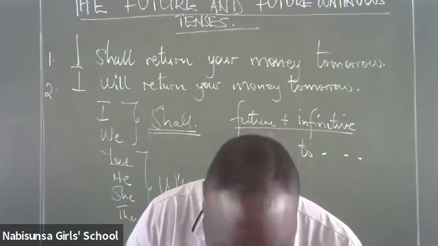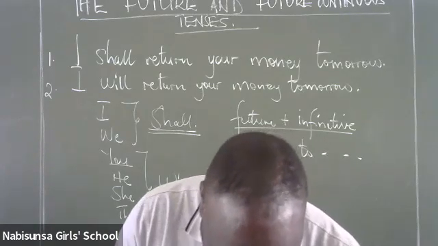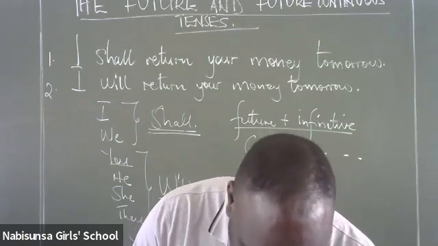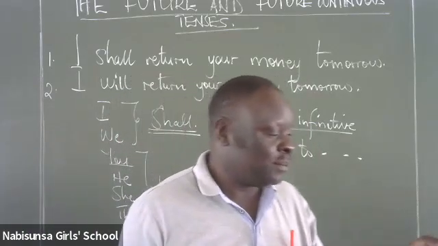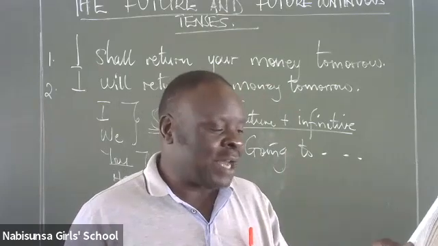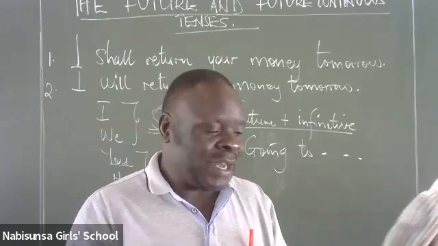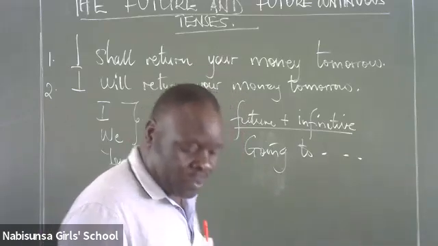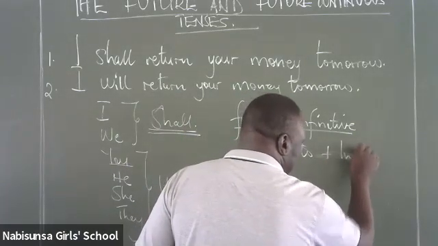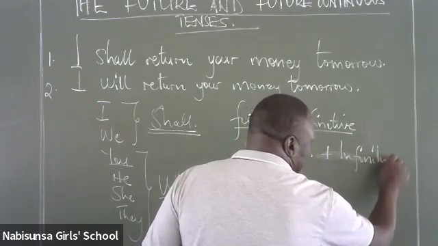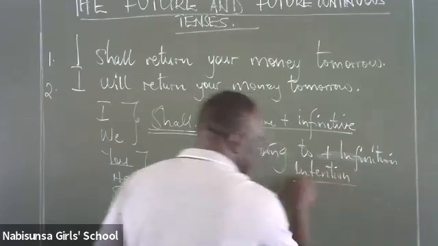That one tells us it is future plus infinitive. So when you use those sentences there, going to plus infinitive, why do we use these words here? We are saying that the future can be expressed by going to plus infinitive if the idea is of intention. It means that you have the intention of doing something. That's very clear?